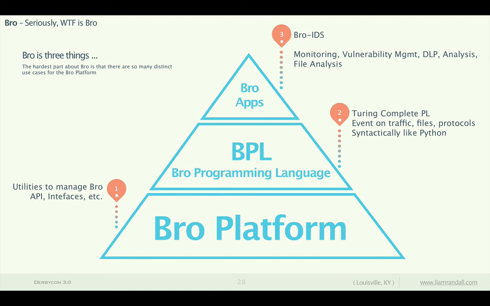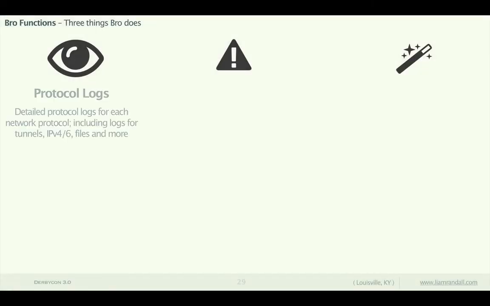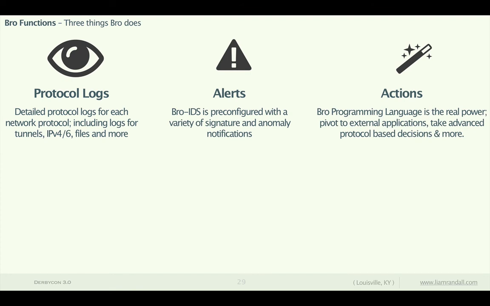But other applications also include use cases for network monitoring, vulnerability management, DLP, traffic analysis, file analysis. And in reality, the thing to keep in mind is that all of these apps are really just Bro scripts written in the Bro programming language. So Bro is three things. It does three things.